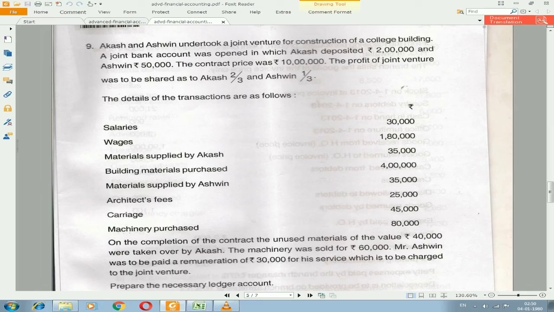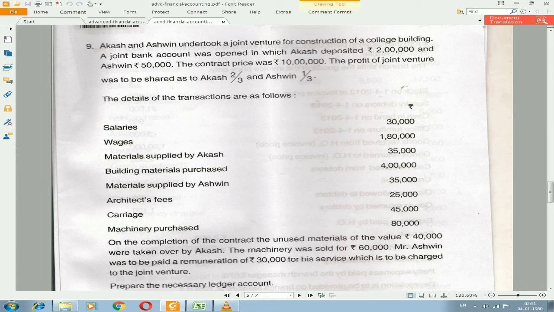I hope you guys have understood that illustration. I'm giving one more illustration for you guys to solve. Akash and Ashwin. This is also a question paper related sum. So please solve it, and if you are having any doubts, please mention in the comment section. And while solving this illustration, be careful with the creditors and debtors.